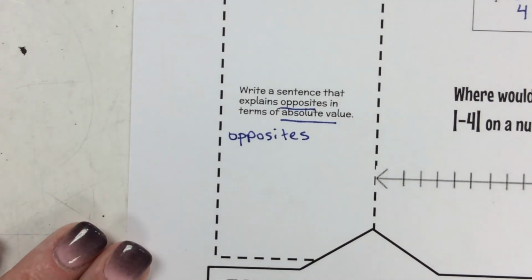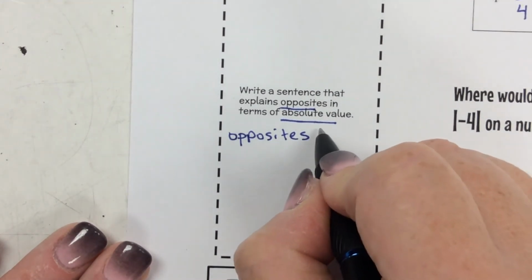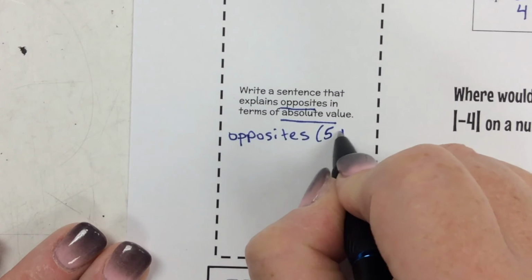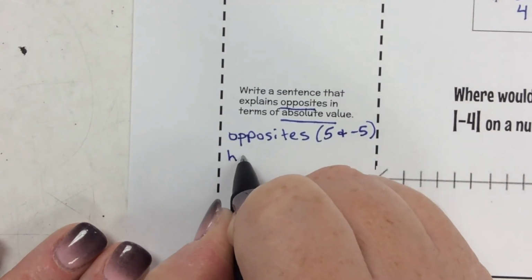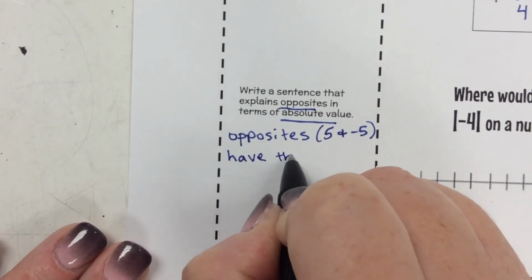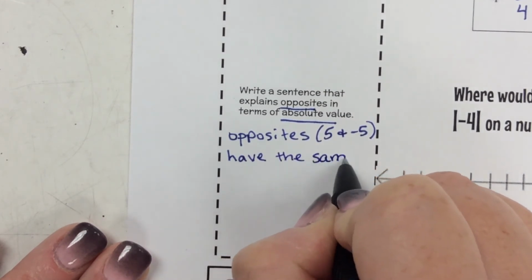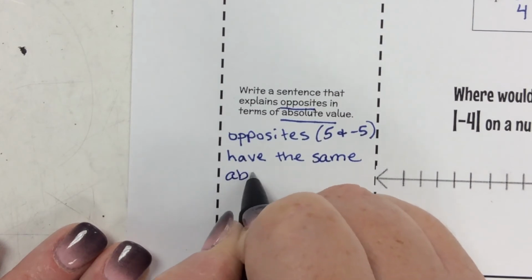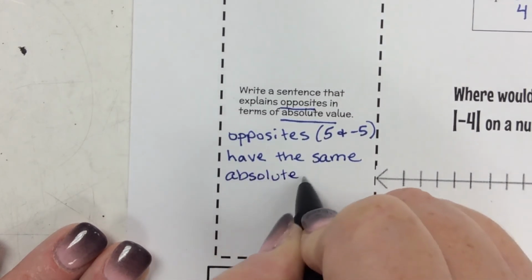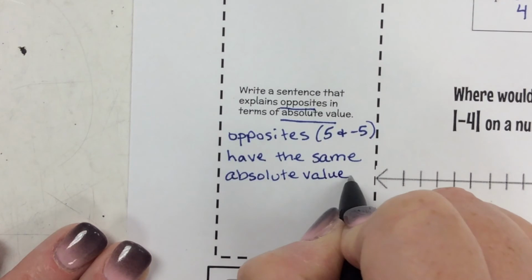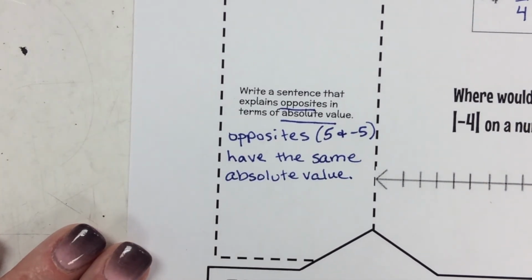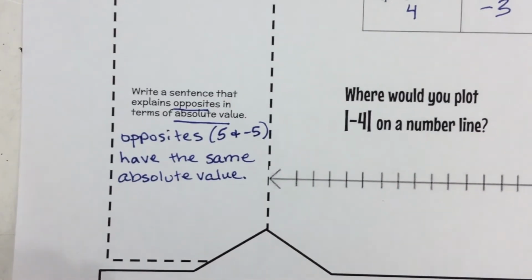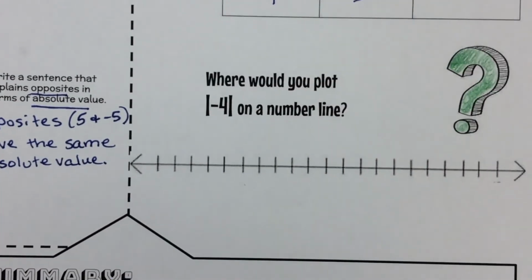So opposites, like a 5 and a negative 5, right? I'm going to put a 5 and negative 5. They have the same absolute value. Opposites have the same absolute value, okay? 5 and negative 5 have the same absolute value because they are the same distance from 0.